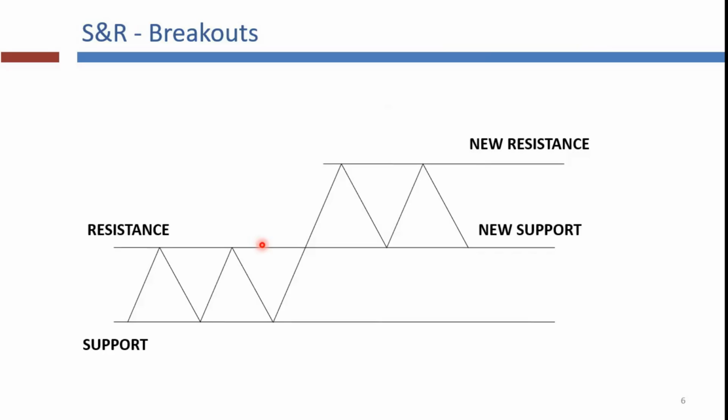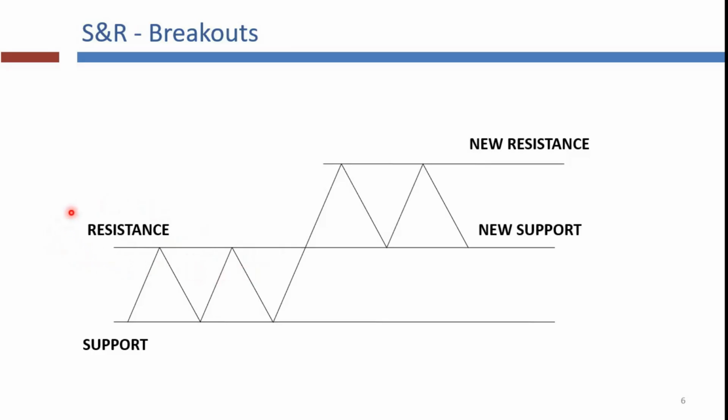Let's discuss breakouts and breakdowns. Let's say if price breaches or breaks above the resistance zone, then that resistance zone may now act as the new support zone. This is also known as role reversal play. Now let's understand why this may happen, that is, why the previous resistance zone may now act as a new support zone.